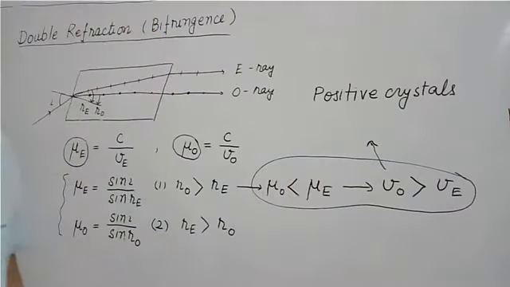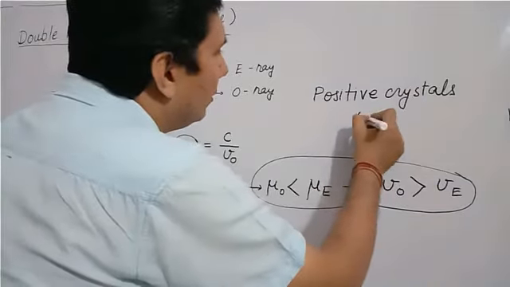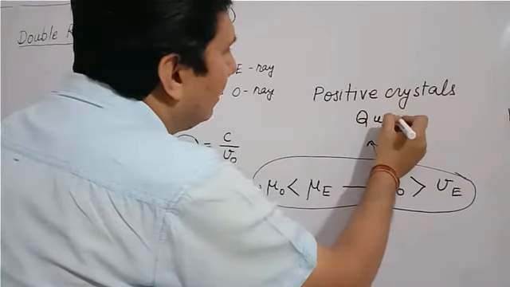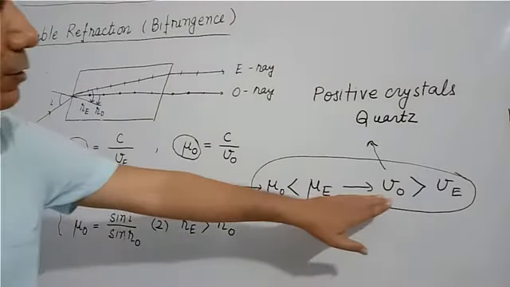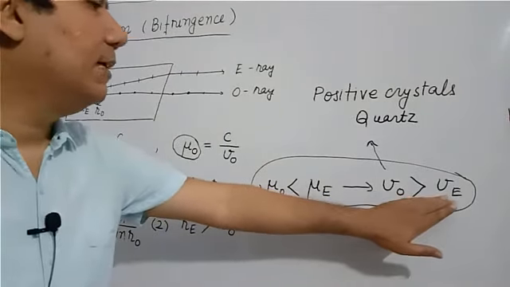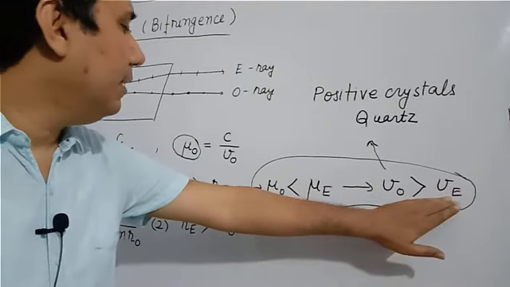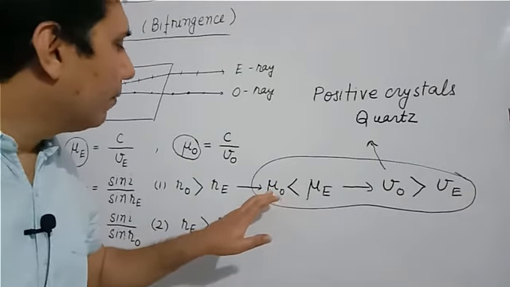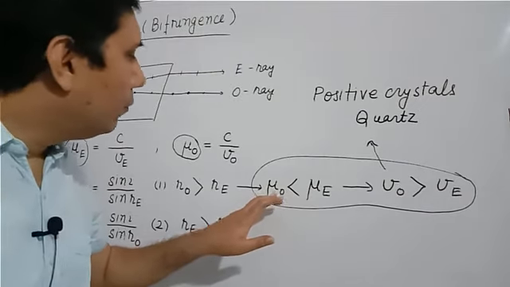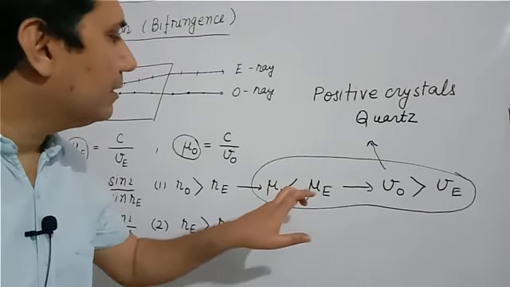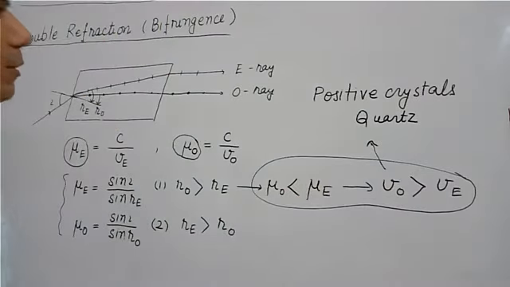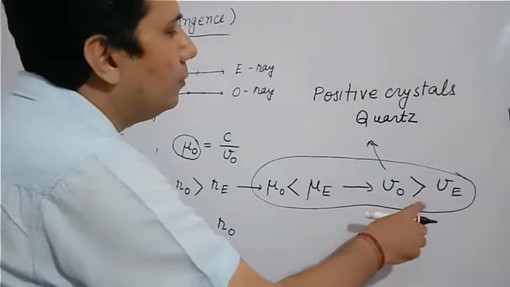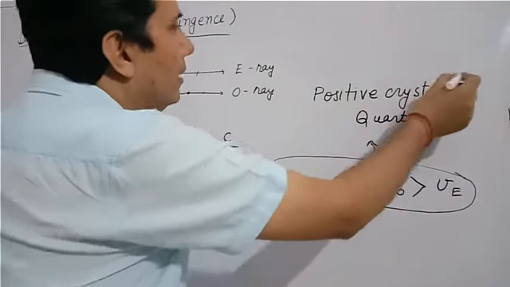For positive crystals, the simplest example is quartz. In positive crystals, the velocity of O ray is always greater than the velocity of E ray, and the refractive index of the doubly refracting medium for O ray is always less as compared to that for E ray. So this type of crystals in which VO is greater than VE are known as positive type of crystals.